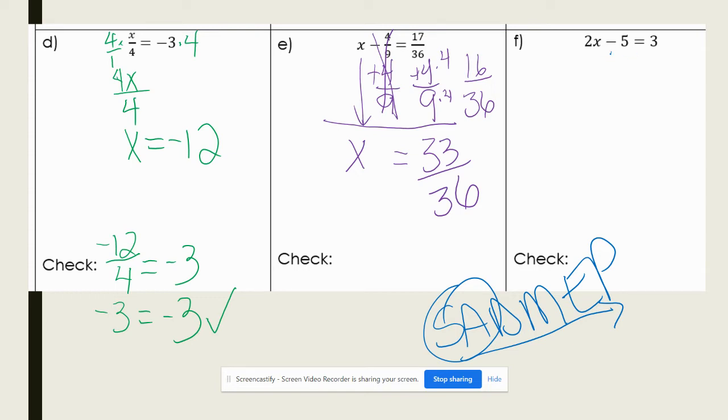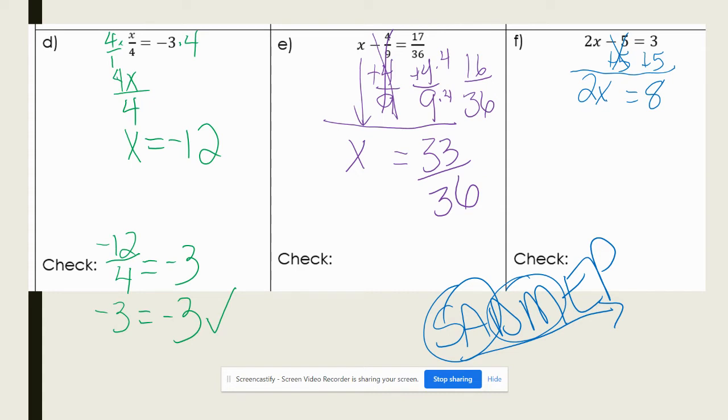The opposite of subtracting 5 is adding 5. So I'm going to add 5 to both sides. Bring down your 2x. Negative 5 plus 5 is 0. 3 plus 5 is 8. Then we look for multiplying and dividing.